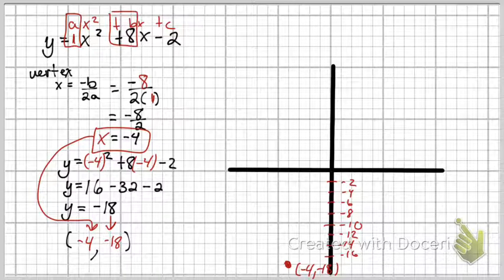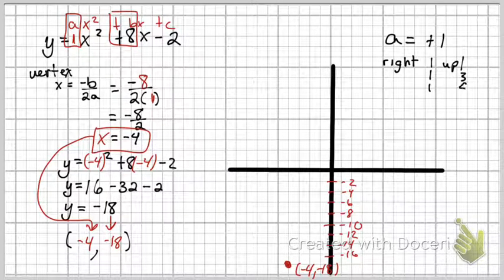And then I know that since a is a positive 1, that means I'm going to be going right 1, up 1, right 1, up 3, right 1, up 5. Now, I want to be careful on this, because when I go right 1, up 1, my scale on my y-axis is by 2's. So I don't want to go up too much. I'm only going to go up half a block here. So I'm going to go right one space, and up about half a block, which would put us at negative 17.